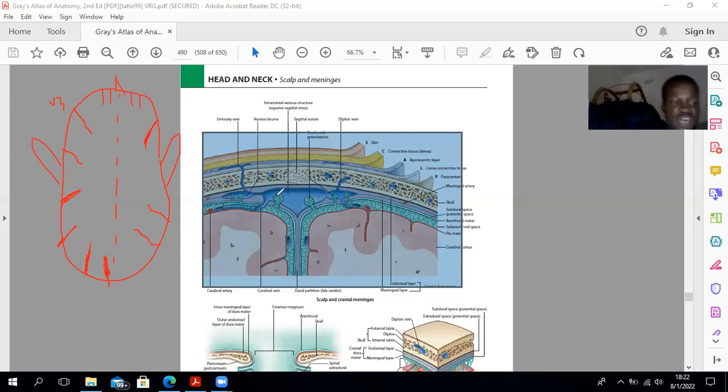Then the lymphatic drainage of the scalp, you can also divide it into those lymph nodes that drain in front of the ear and those that drain behind the ear. Behind the ear, you expect the mastoid nodes, right? Then in front of the ear, you expect the preauricular nodes or the parotid nodes. That is the lymphatic drainage of the scalp.